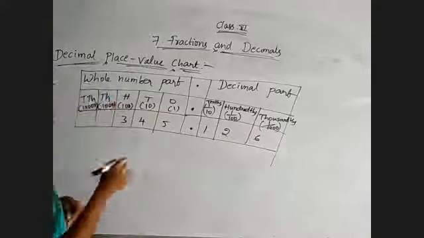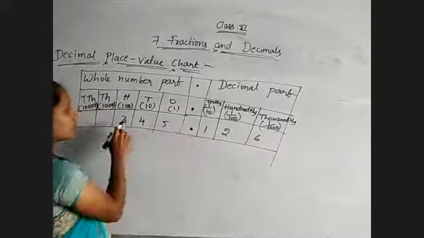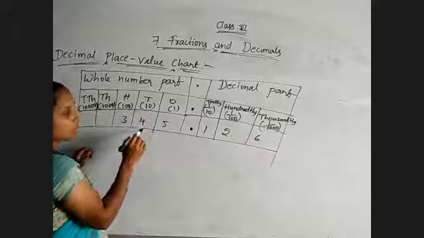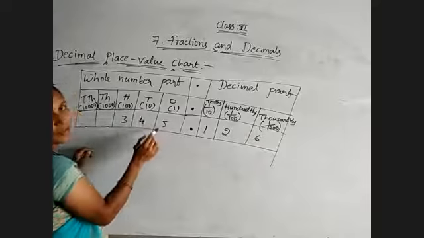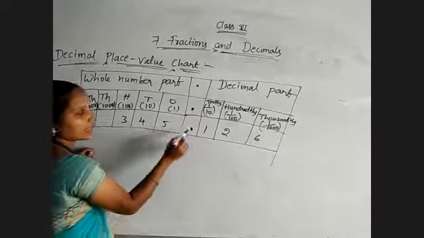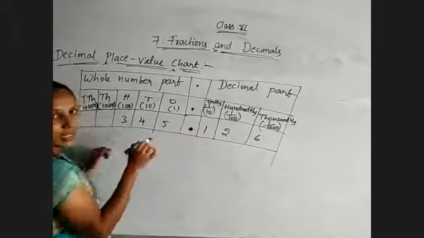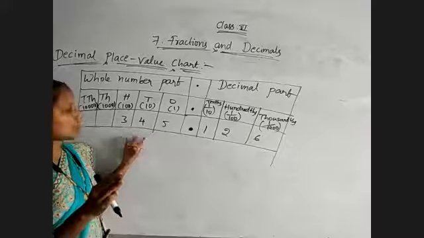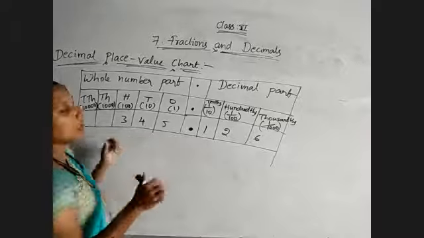Okay, so now how to read this number? 3 is in hundreds place, so 300. 4 is in tens place, so 40. 5 is in ones place, 345. So before the point 3 digits are there, so that is a 3-digit number, a hundreds number, so 345.